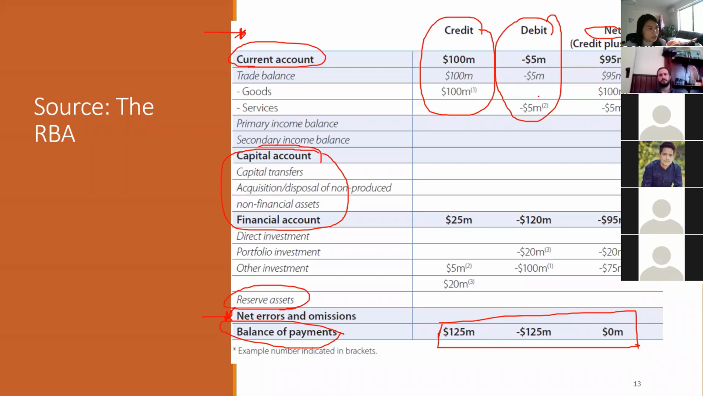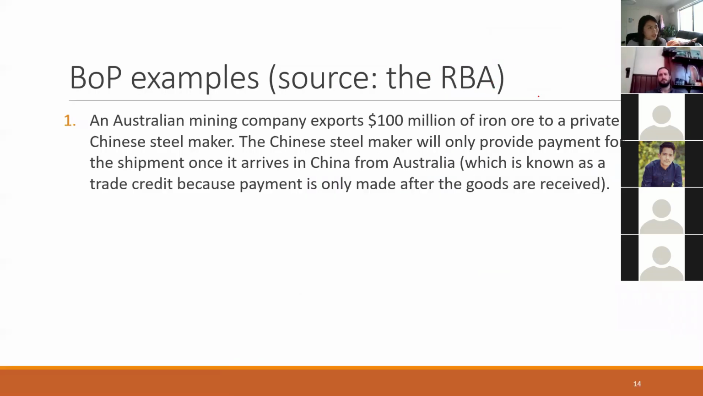So that is how a balance of payments looks like. Now, let's look at a few examples of how people record transactions in and out of the country. Once again, I took this example from the RBA. So let us look at the first example.